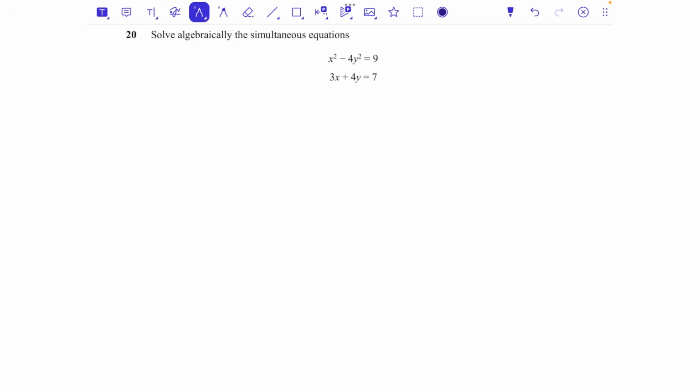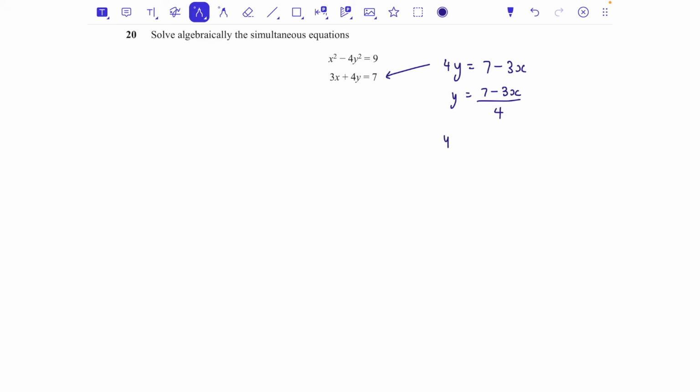Question number 20. Solve algebraically the simultaneous equations x squared minus 4y squared equals 9 and 3x add 4y is 7. So in an ideal world, we need to make x or y the subject of the linear equation. So with this bottom one here, I need to make it y equals or x equals. I'm going to go for y equals because I don't really want to be dividing by 3 and having recurring decimals. So I'm going to say 4y is 7 minus 3x. So y is 7 minus 3x all divided by 4.